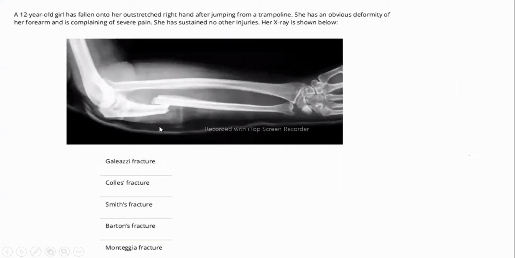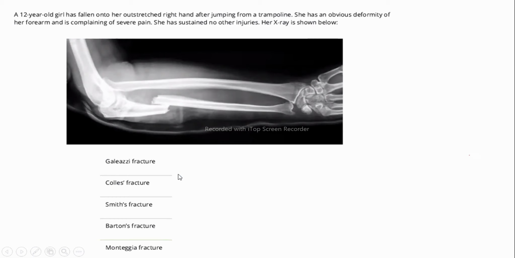Now we will go for bones in the forearm. We are going from up to down now. A 12-year-old girl, fall on outstretched right hand, jumping on a trampoline, obvious deformity of the forearm, complaining of severe pain, sustained no other injuries. X-ray is shown below. So what do you think, guys?